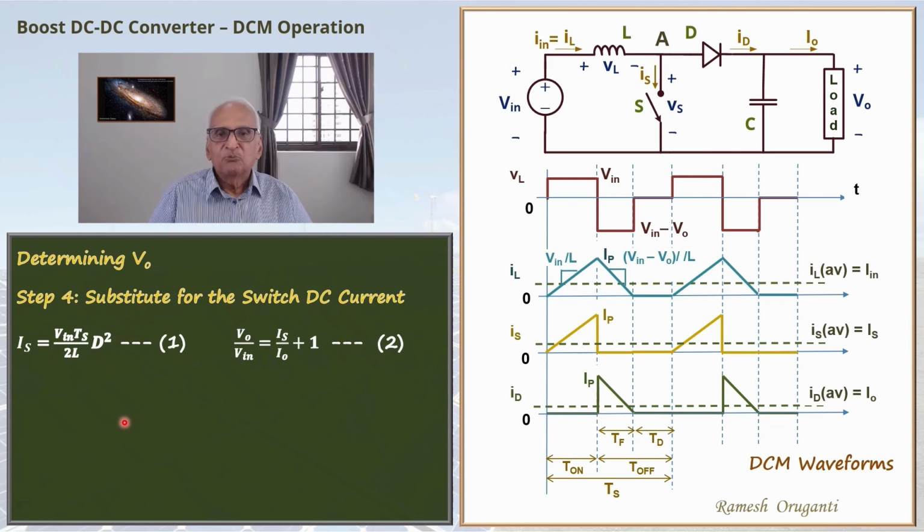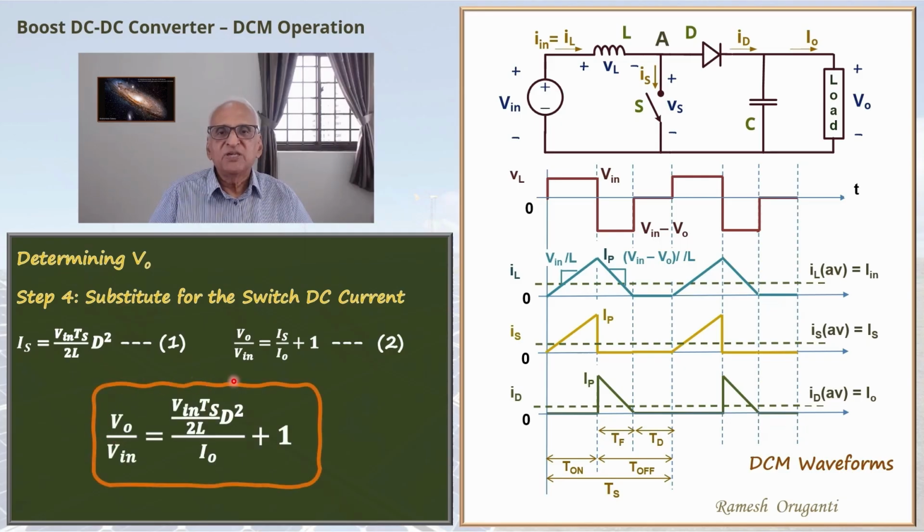So then voltage gain or the voltage ratio of the boost converter under DCM will be V naught by V in equals V in Ts by 2L d square by I naught plus 1. That's it. We are done. As you can see, this is a simple and concept-based derivation.